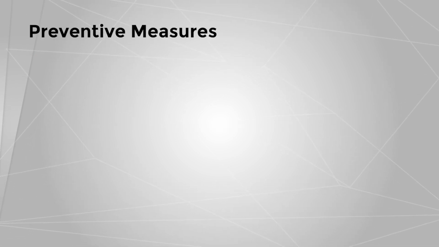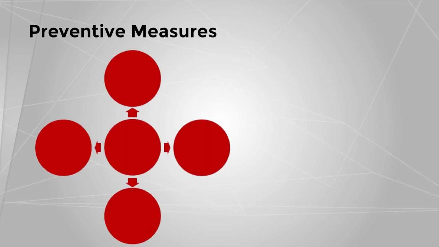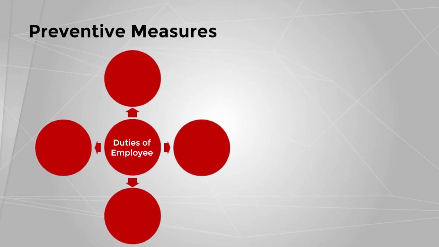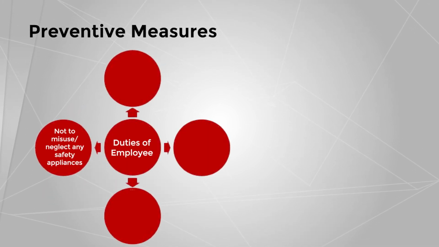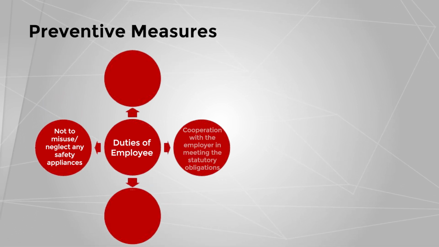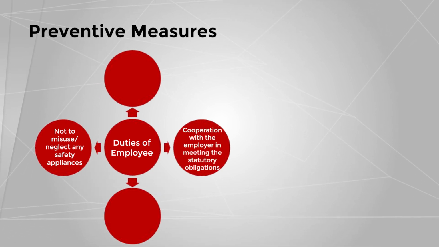So when we talk about preventive measures, it is the duty of the employee and the duty of the employer, so that there is no misuse or neglect of any safety appliances. There is cooperation with the employer in meeting the statutory obligations. Sometimes the employer puts up all the regulations, but the employees become very negligent and careless. They are not well aware of the need for wearing a particular protective equipment, or they do not want to spend money on wearing this protective equipment.